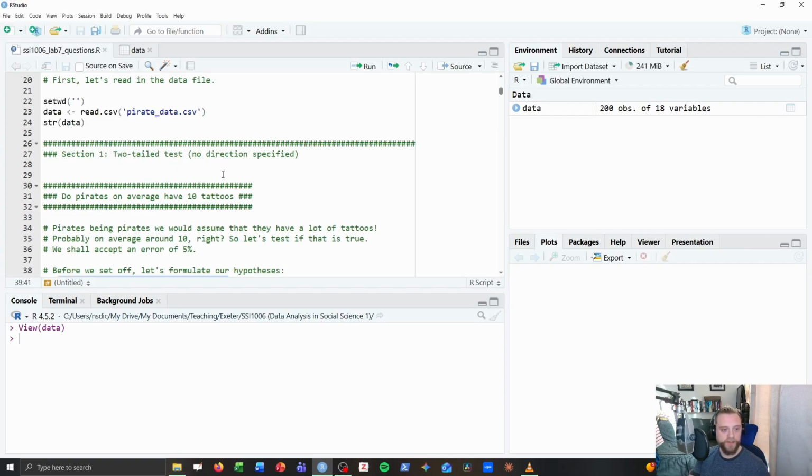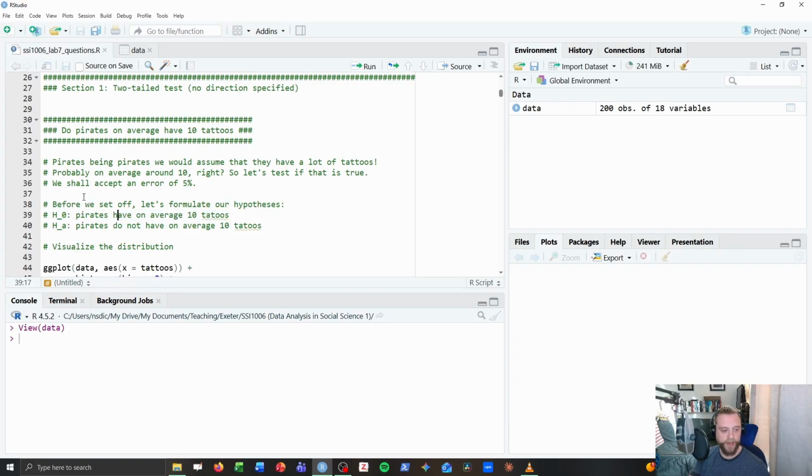In this example, though, these are single sample. So all we're going to be doing is comparing a distribution of the data to some fixed point. And in this first example, you can see that the variable is the number of tattoos pirates have. We're going to say that our estimated value, we could say this is from a known population value or from a previous sample, is 10. So our H0 in this case is that pirates have on average 10 tattoos, and our alternative hypothesis, our HA, is that they don't have on average 10 tattoos.